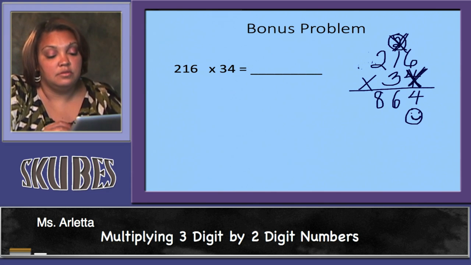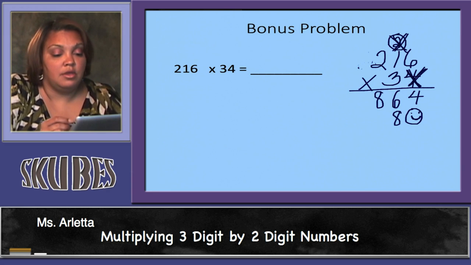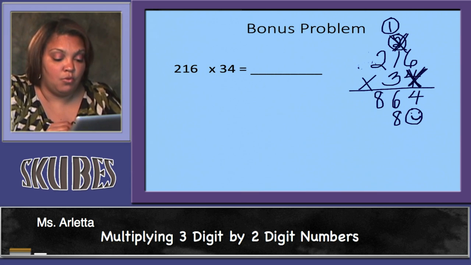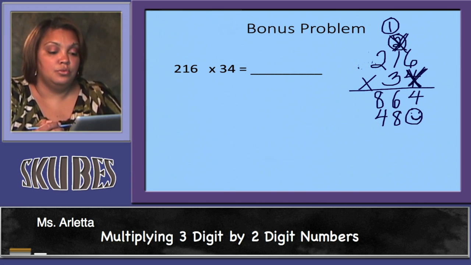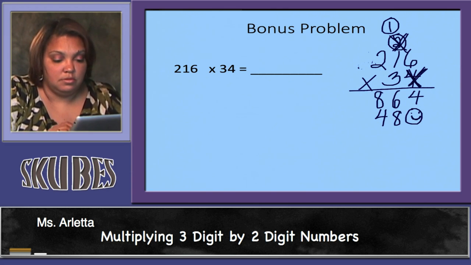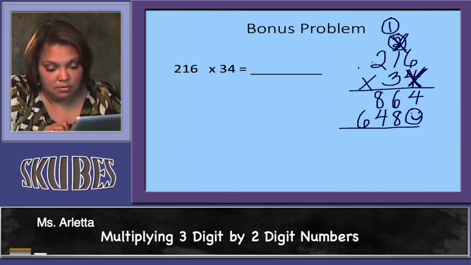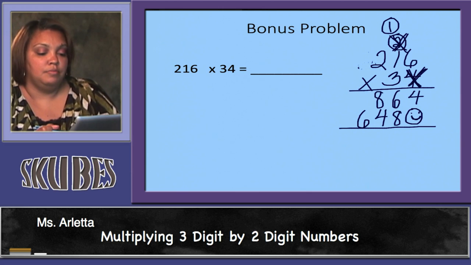3 times 6 is 18. Carry your 1. 3 times 1 is 3. Plus that 1 makes 4. 3 times 2 is 6. There was nothing carried, so we'll write our 6. Making sure that my numbers are lined up.